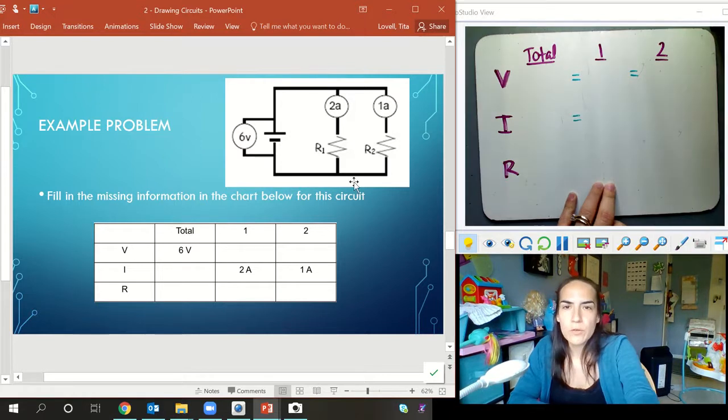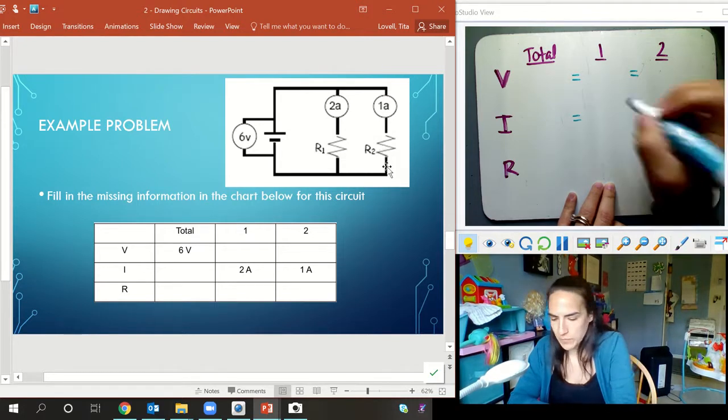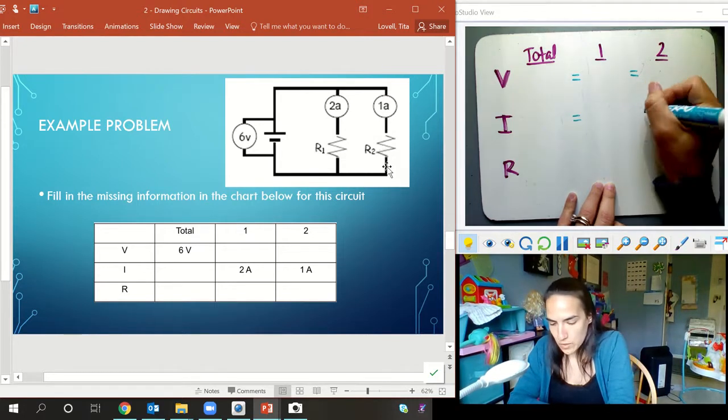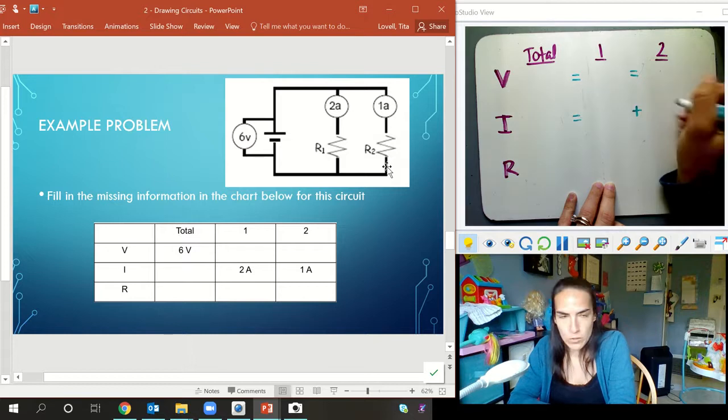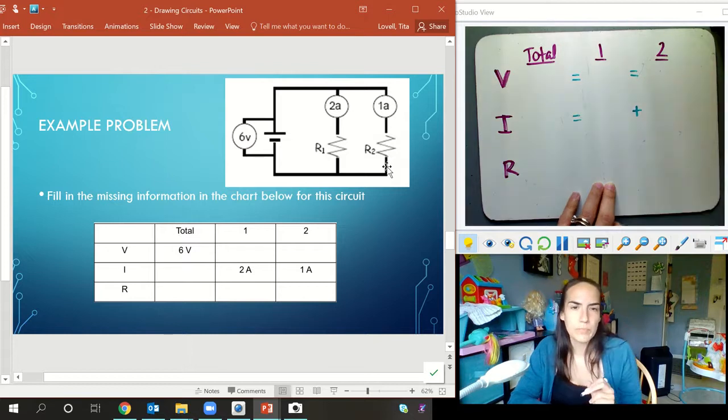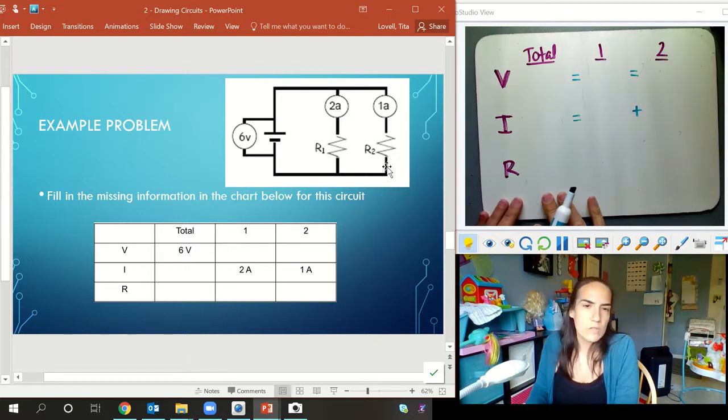It is the current that travels through the first branch plus the current that travels through the second branch. Because remember, since it has multiple paths it can travel, you may have different amounts. So this first current pathway plus the second current pathway is going to give you that total. This last one is a little bit more challenging to write.